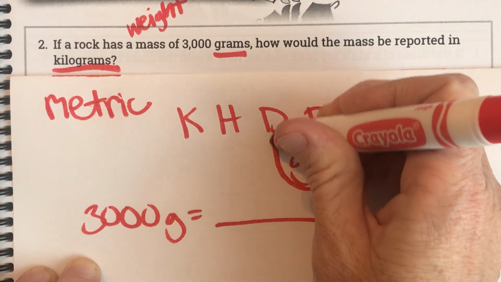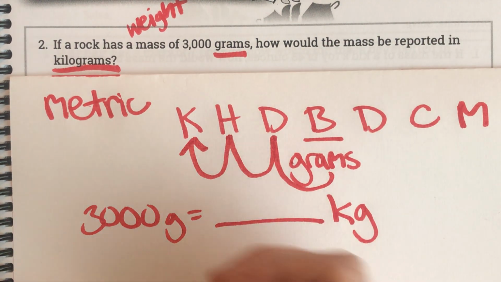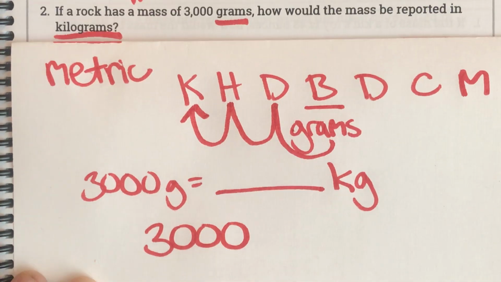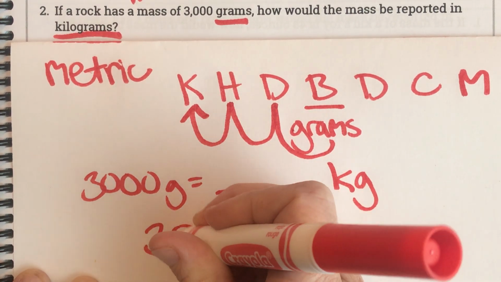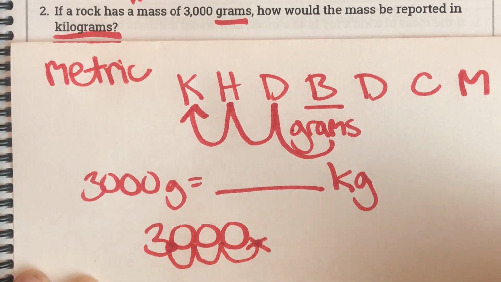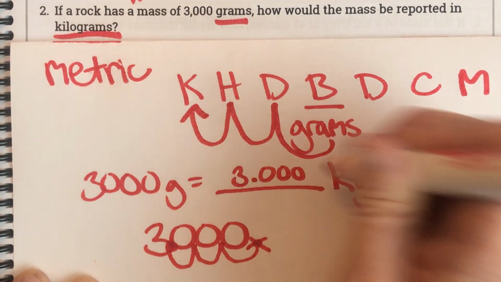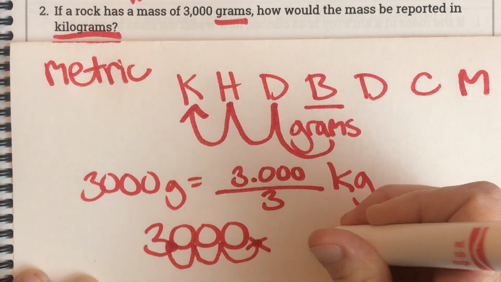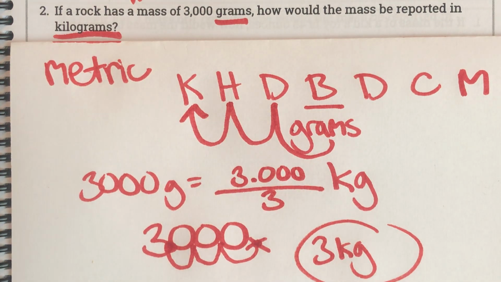So they want me to go 1, 2, 3 to the left. Okay, so let's write our number. And remember, if it doesn't have a decimal, let's add it to the end. Let's go 1, 2, 3 to the left. So I'm getting 3.000, which is the same as 3. So my answer is 3 kilograms.